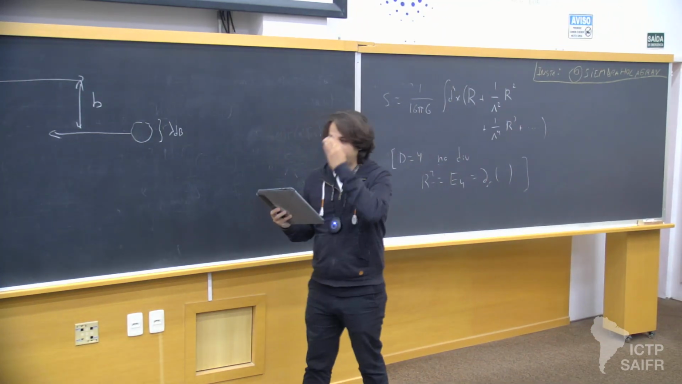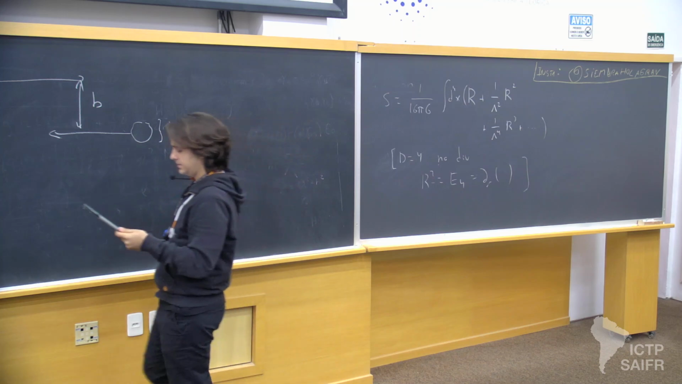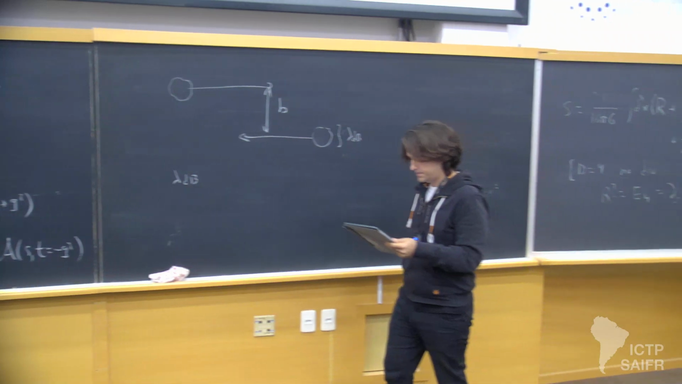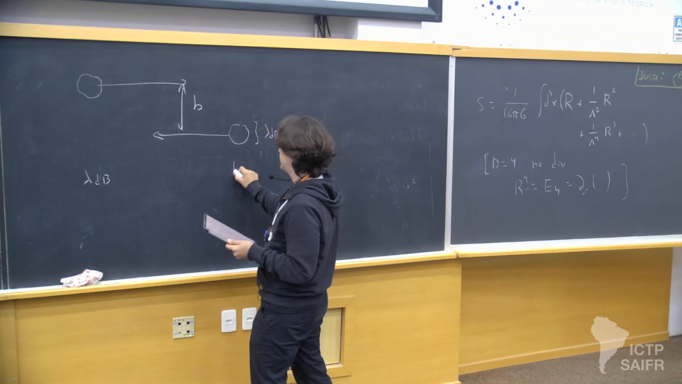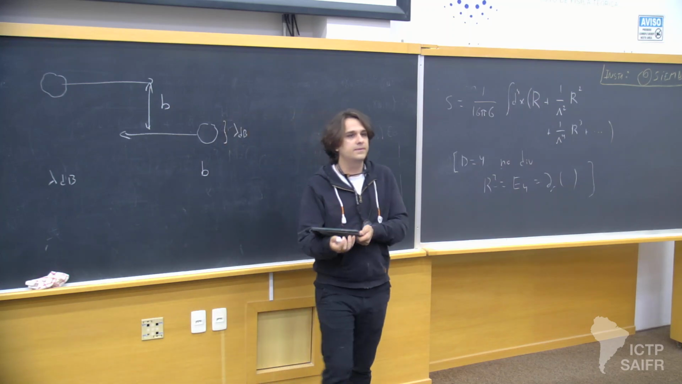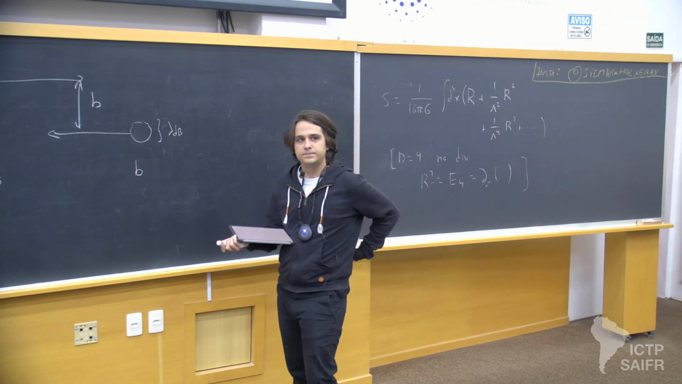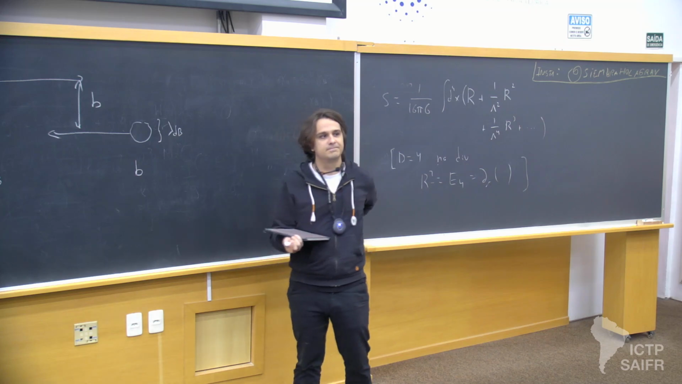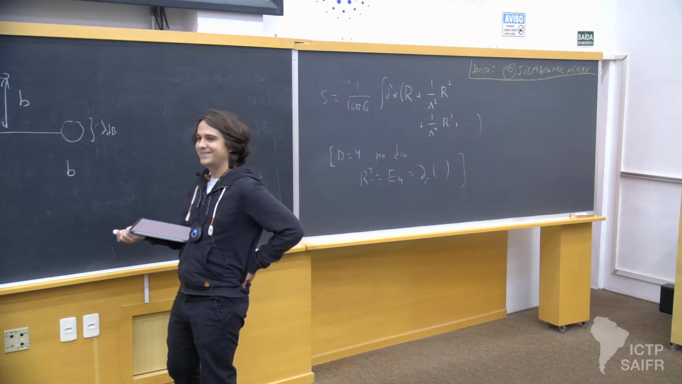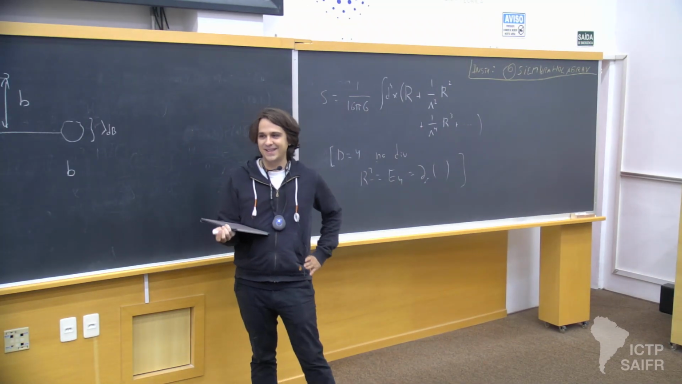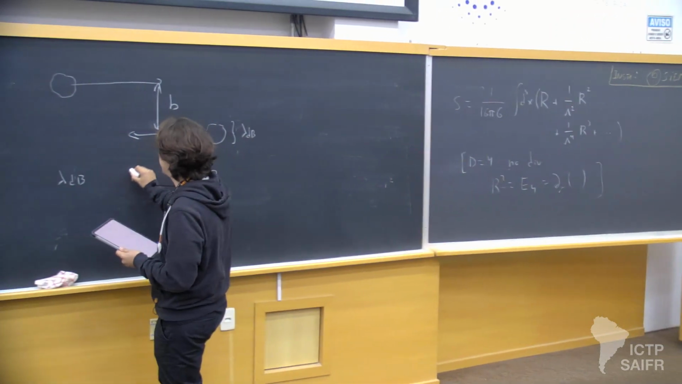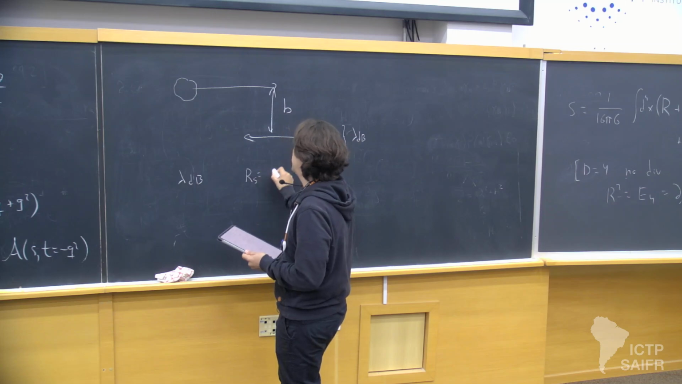Okay, so what are the scales in the problem? So we have the de Broglie wavelength. We have the impact parameter. And what is the other length that we have in a gravitational theory? Yes, but that involves h bar. So which classical length scale do we have? Yes, so you have the effective Schwarzschild radius that depends on the energy, which will be G times E.